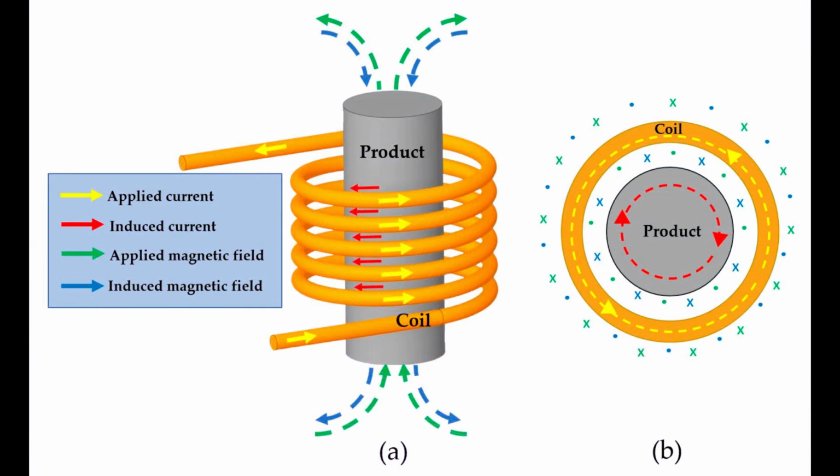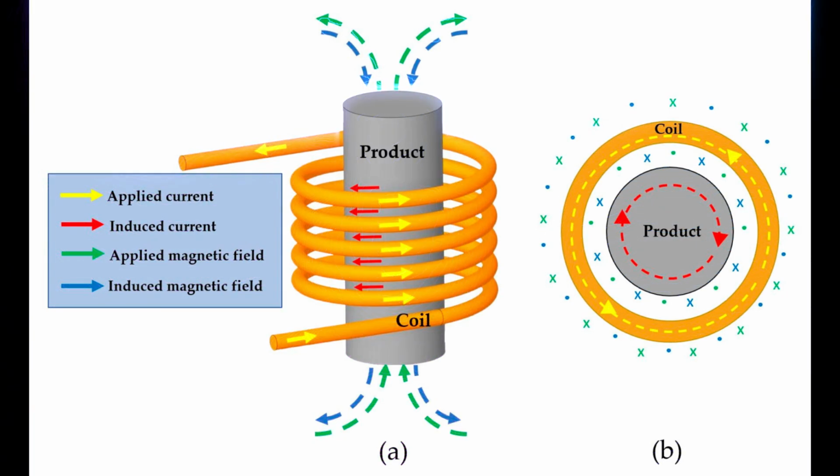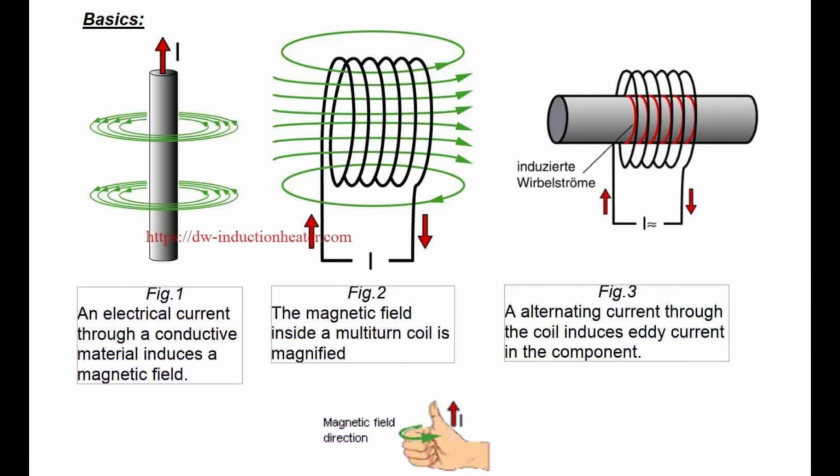Inductors connected in series. When inductors are connected in series, the total inductance of the circuit, or LT total, equals the sum of the inductances of all the inductors. So, LT equals L1 plus L2 plus L3.